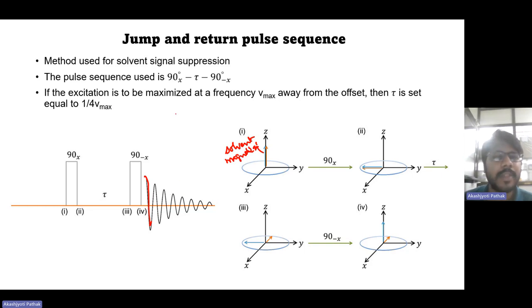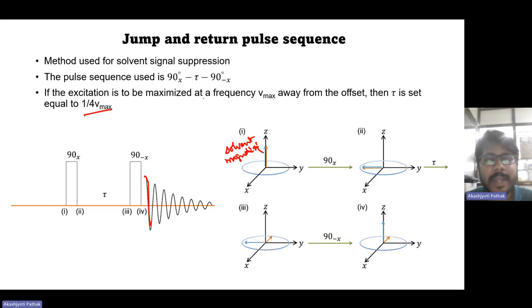So remember this one. What is the pulse sequence in the jump and return solvent suppression method? It is a 90-degree x pulse, then a delay of tau, and then another 90-degree pulse in the minus x direction. When this 90-degree pulse along the minus x direction is applied, it causes the solvent molecules to move back to their equilibrium position along the z-axis, so that we do not record signals of the solvent molecules, but we can record signals of the solute molecules, which will remain in the x-axis.